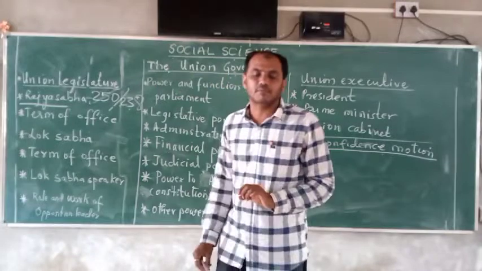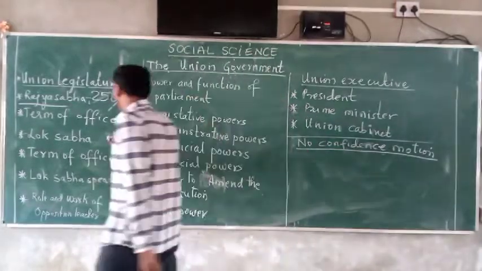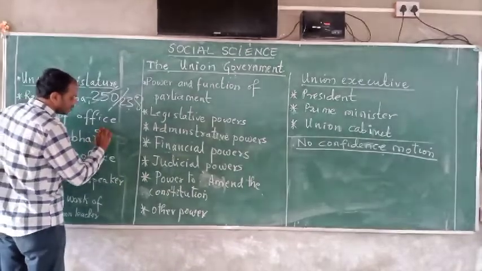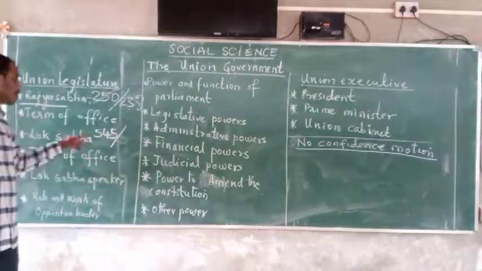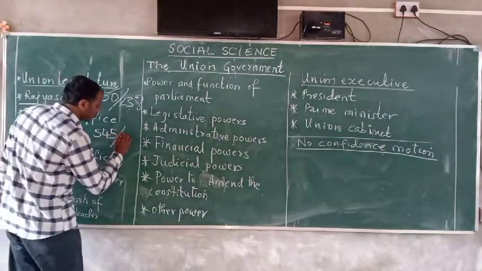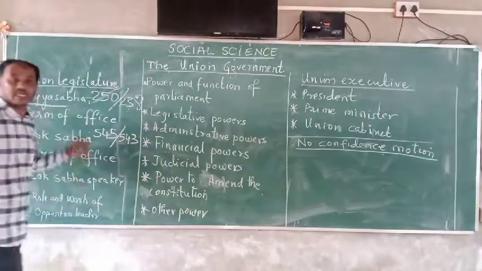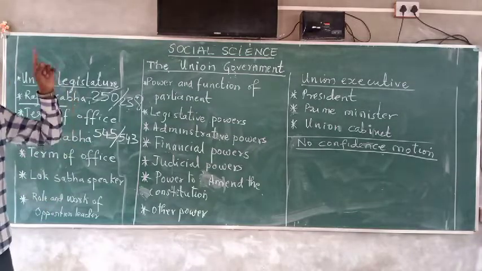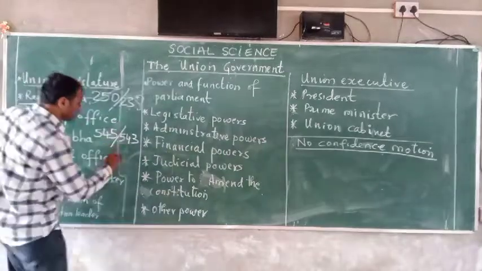The maximum number of seats in Lok Sabha is 545. Remember, 545 members are there in the Lok Sabha. In that, 543 members are directly elected by the people.